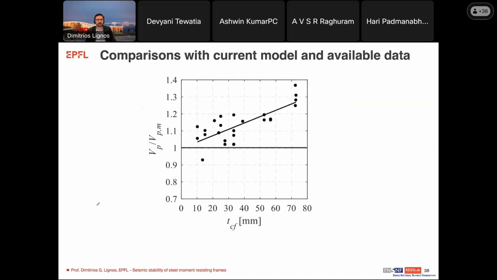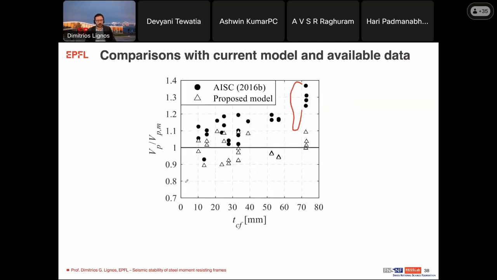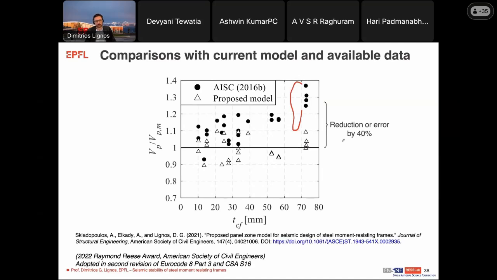Now, if you ask yourself, how does this model compare to the available data? This is the model by the AISC, as I showed earlier, and notice here the very large overestimation of this data. But when we compare the proposed model with that of the AISC, you see that we can reduce the error by about 40% in this range.